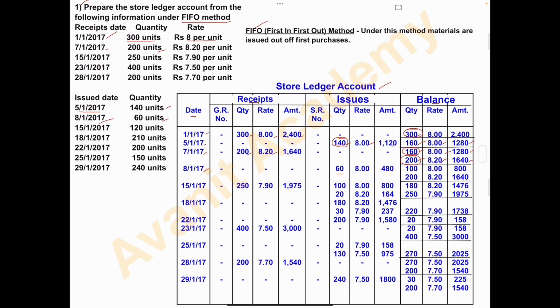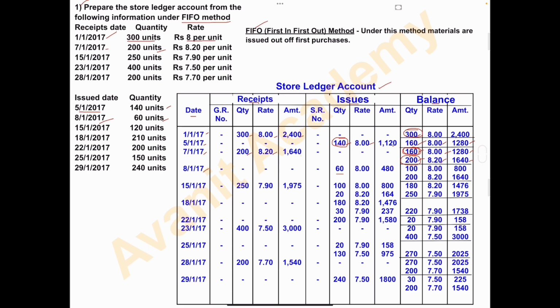So in the FIFO method, what you have to do? The materials which are purchased first will be issued first. So 60 units we have to issue. So from this 160 bag, we'll take 60 units. From this first bag, which carries 160 units, we will take 60 units.